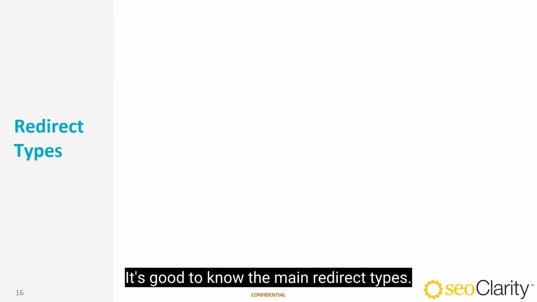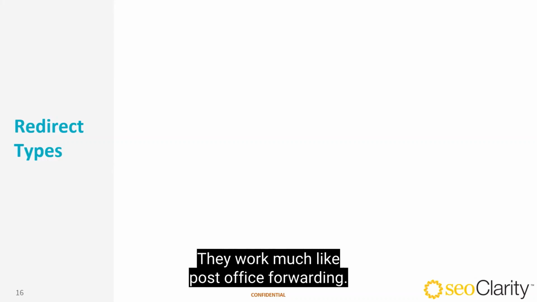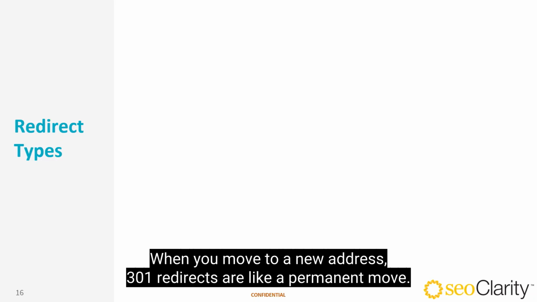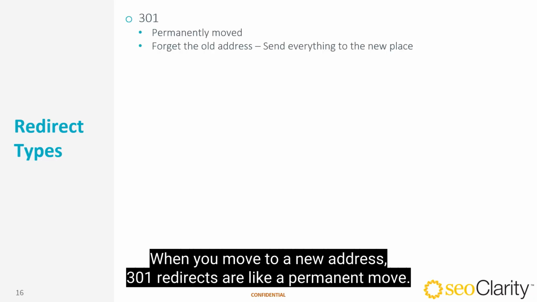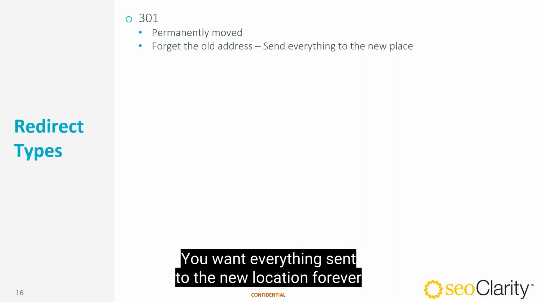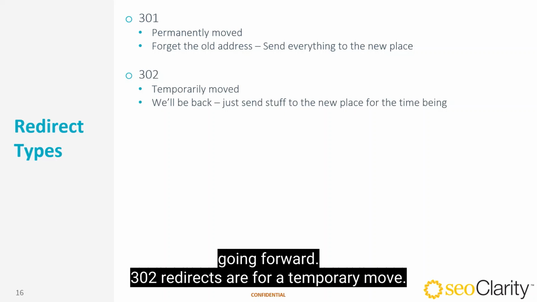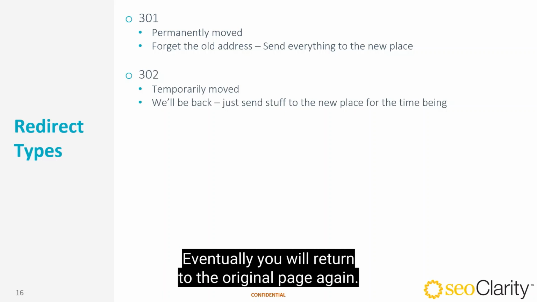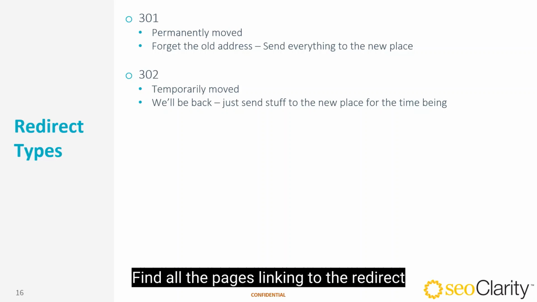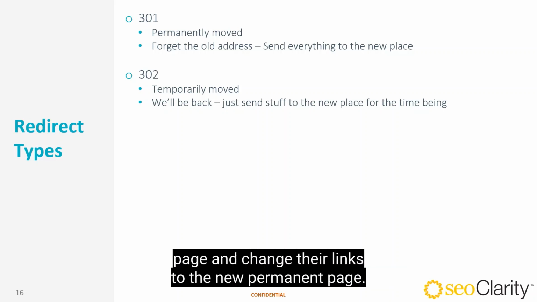It's good to know the main redirect types. They work much like post office forwarding when you move to a new address. 301 redirects are like a permanent move. You want everything sent to the new location forever going forward. 302 redirects are for a temporary move. Eventually you will return to the original page. Again, the fix is simple. Find all the pages linking to the redirected page and change their links to the new permanent page.